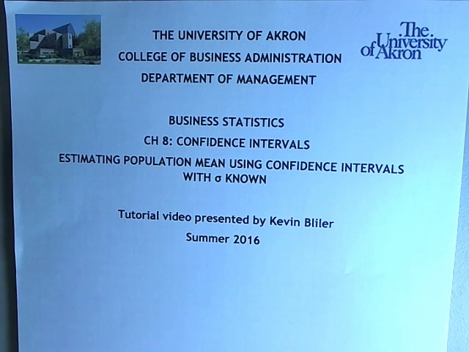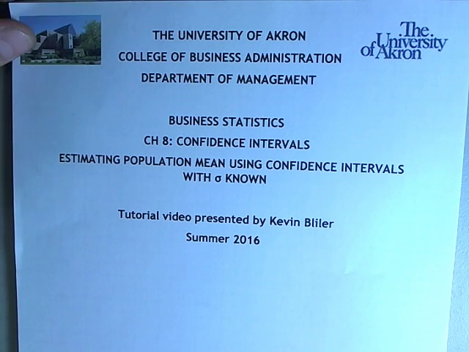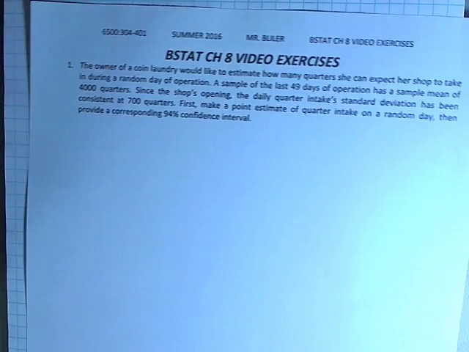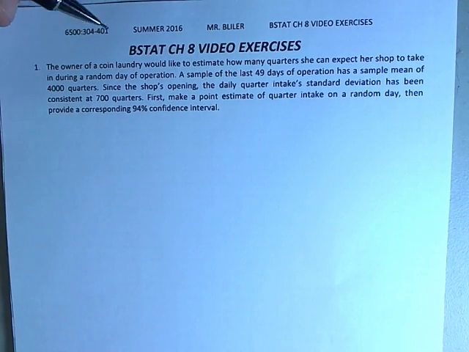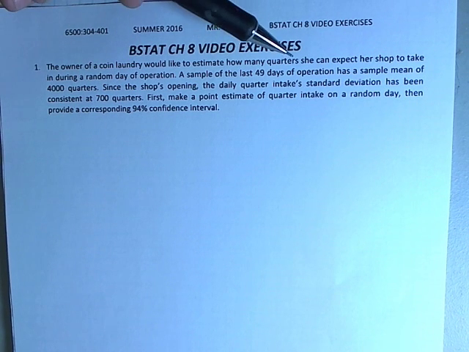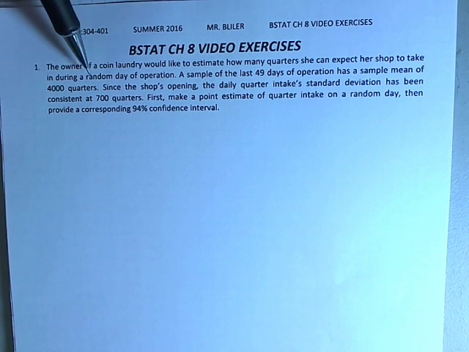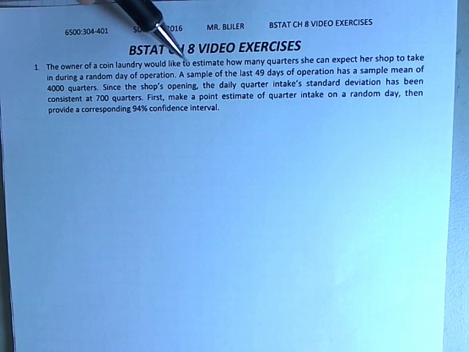Welcome to the video using confidence intervals to estimate a population mean with the population standard deviation known. Let's take a look at a sample problem involving that scenario. Here we have a coin laundry. Would like to estimate how many quarters can be expected to come in during a random day of operation.